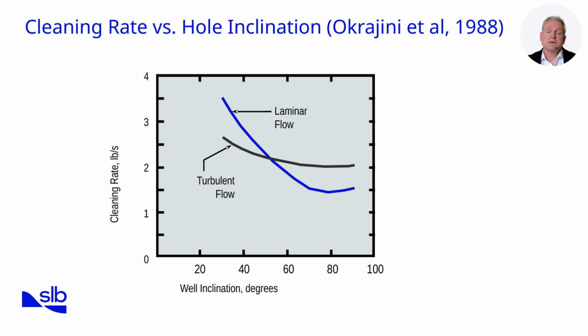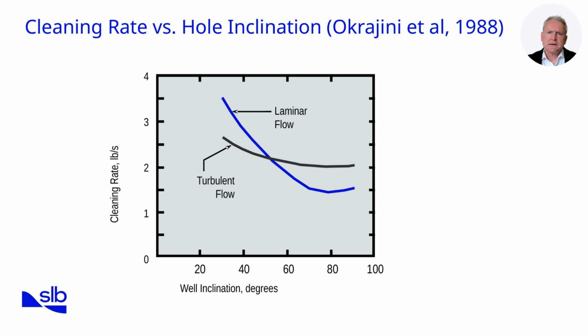In laminar flow, cleaning rate declines significantly as inclination increases. This occurs because in inclined and horizontal wells, gravity causes cuttings to settle on the low side of the hole, and laminar flow lacks the velocity near the borehole wall to suspend and transport them. In turbulent flow, cleaning efficiency is far less sensitive to inclination. The higher energy and velocity distribution in turbulent regimes lift cuttings effectively, even in deviated wellbores.